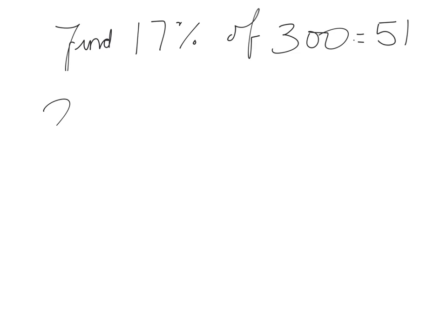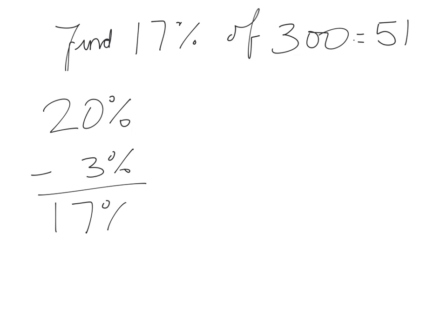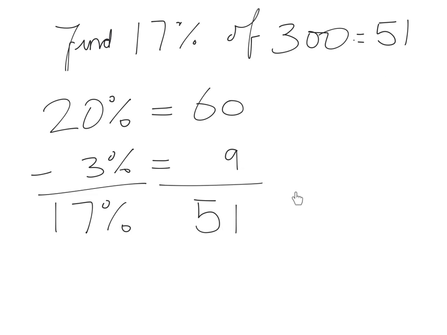There is indeed a third way that you might want to consider. So you could find 20%, because 20% is near 17%, and then you could take 3% away, which would leave you with 17%. So if 10% is 30, 20% would be 60. If 1% is 3, 3% is 9. If I take 9 away from 60, I will also get 51, just like I did with the other two methods.